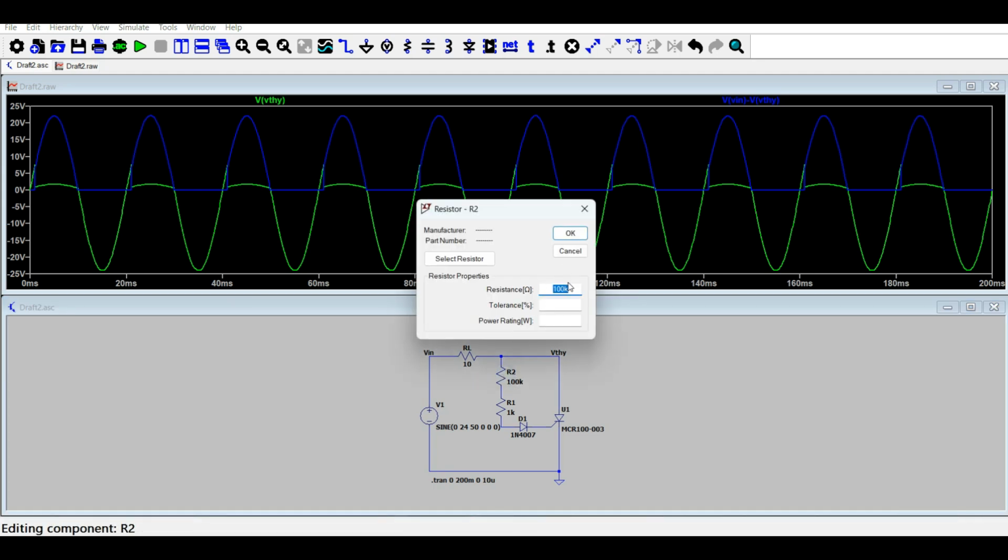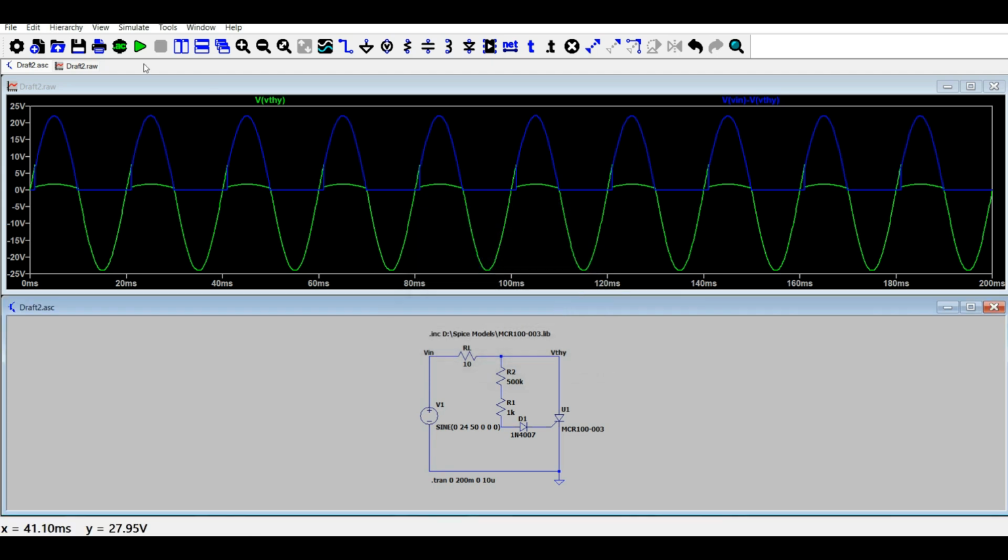We can increase this value further to, let's suppose, 500 kilo ohms, and run the simulation again, and now you can see that the firing angle is further increased. So this is the firing angle, starting from the zero crossing and then up to this clipping point.